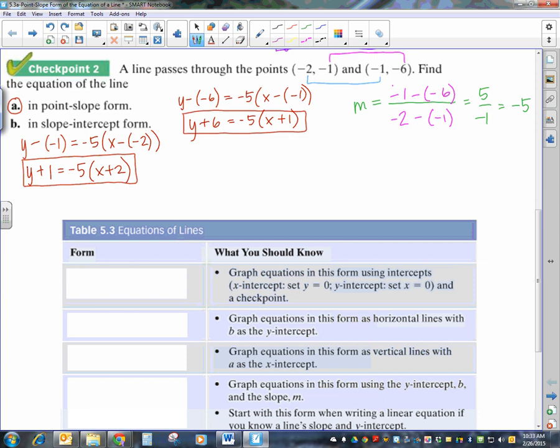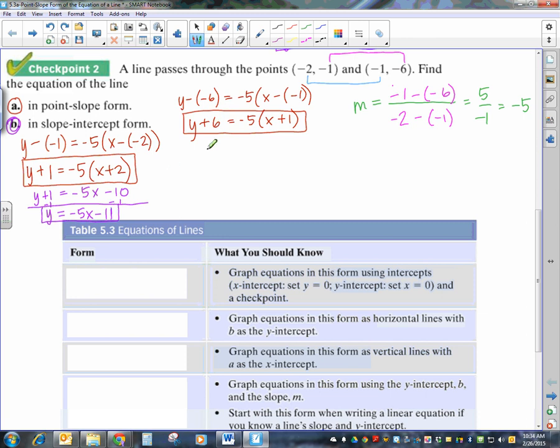They don't look the same, but notice that in the second part, part B, I have to put it in slope-intercept form. So if I continue this one in slope-intercept form, y plus 1, remember that means I'm going to distribute, negative 5x minus 10. And so I subtract 1 from both sides here, and that's going to give me y equals negative 5x minus 11. So that would be my slope-intercept form for that equation.